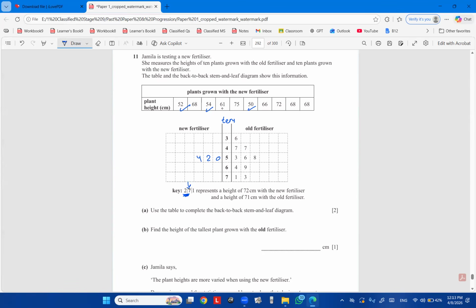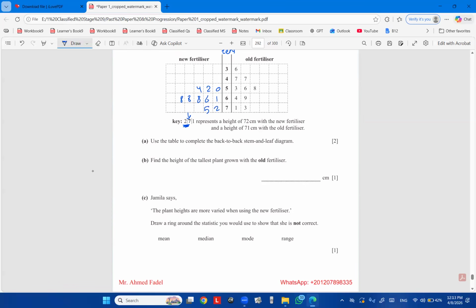What about the 60s? I got here 61, I got 68, I got 66, and I got 68 and 68 again. So the smallest of them all is 61. We're done with this. Then I got here 66. After that, I got 68, 68, 68, 3 68s. The 70s, I got 72 and 75.